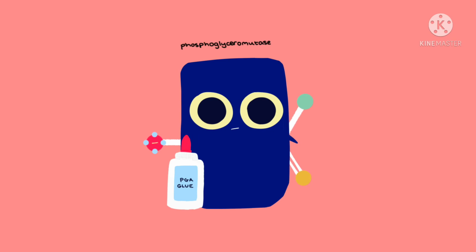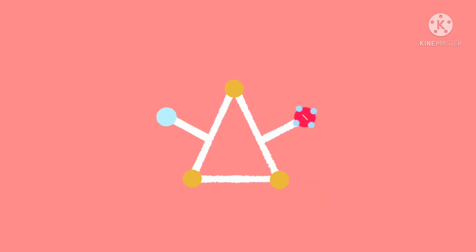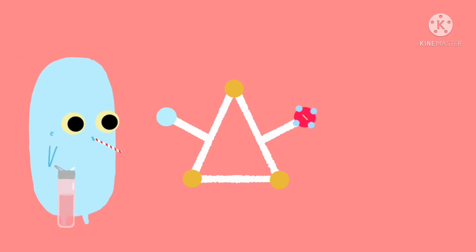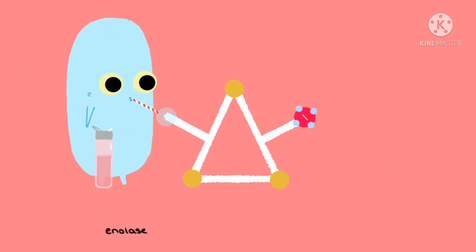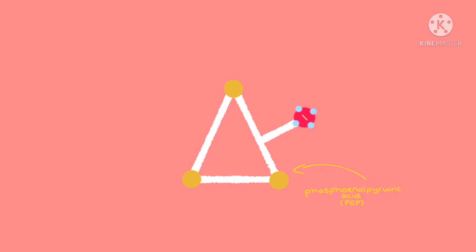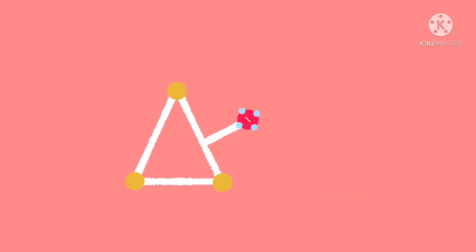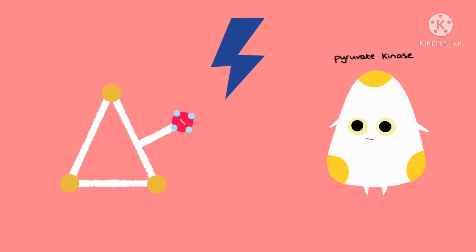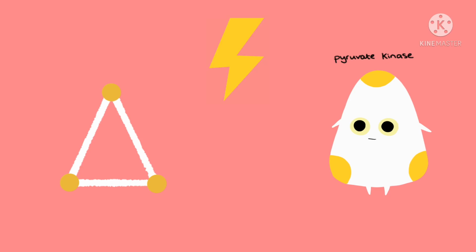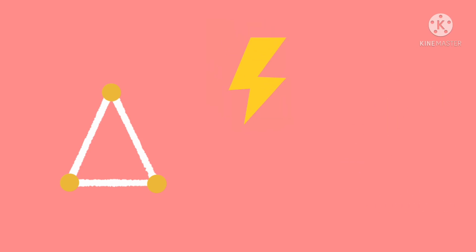Phosphoglyceromutase rearranges each 3-PGA molecule into a different atomic arrangement to make 2-PGA. The enzyme enolase then removes a molecule of water from this to make PEP, which makes it more unstable and ready to lose another phosphate group. And finally, in the last step, pyruvate kinase transfers a phosphate from PEP to an ADP molecule to make ATP. As this happens twice, we end up with 2 molecules of pyruvate and 2 molecules of ATP.